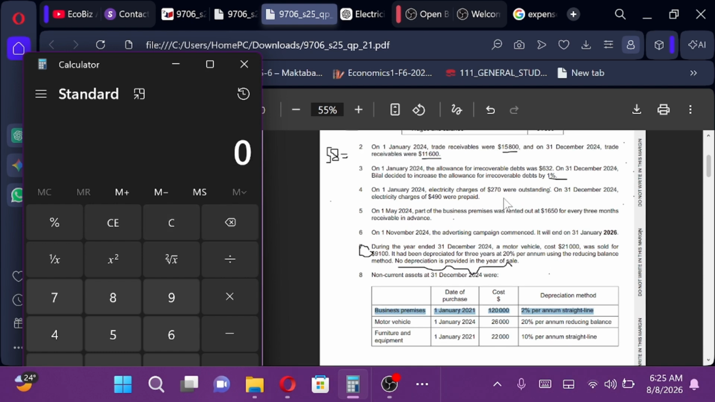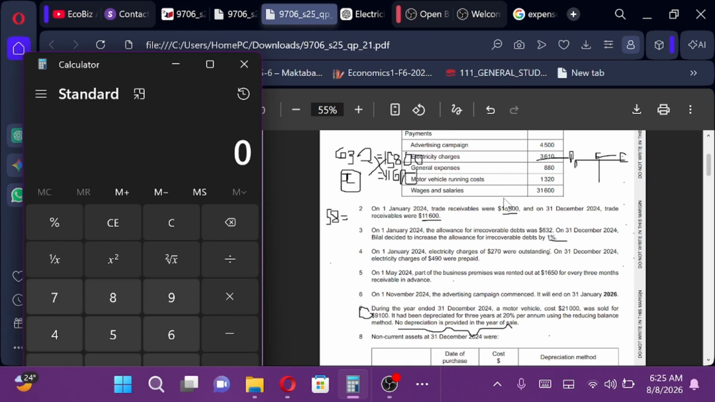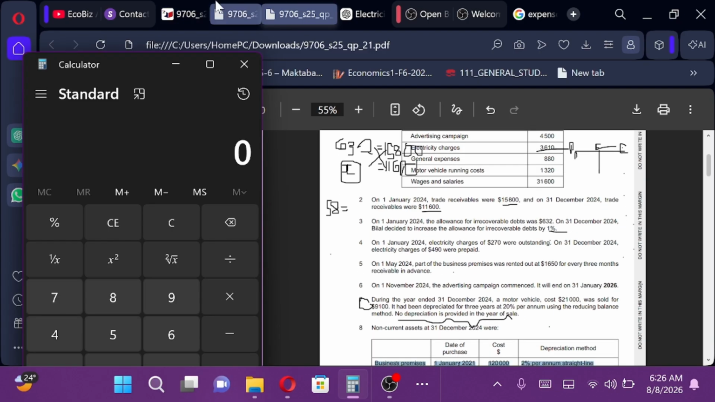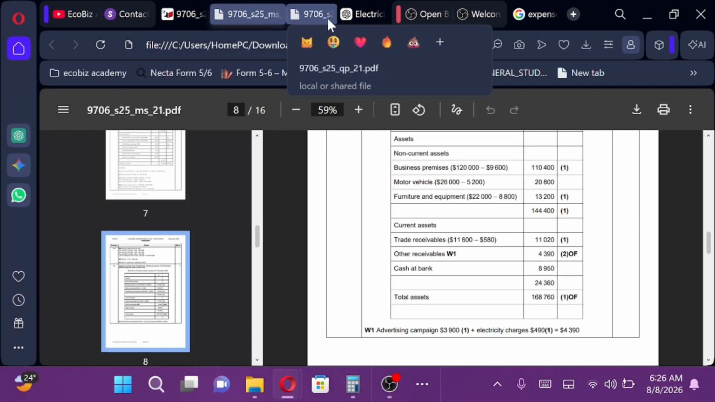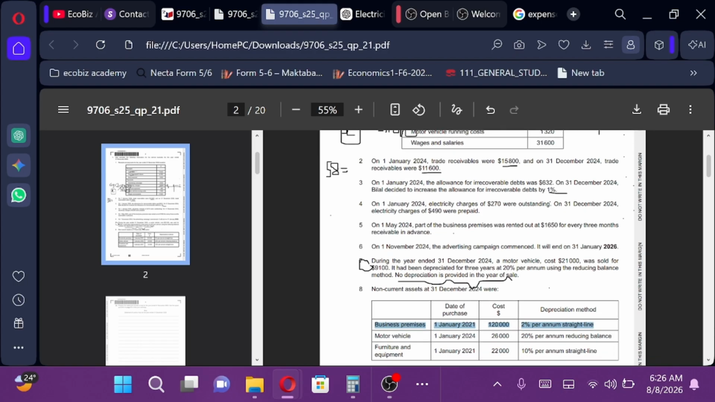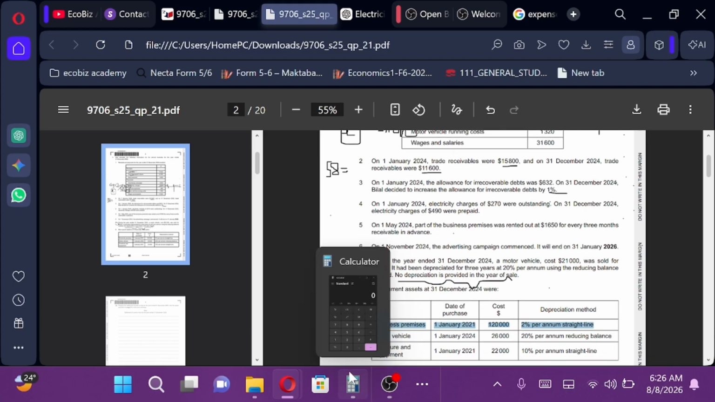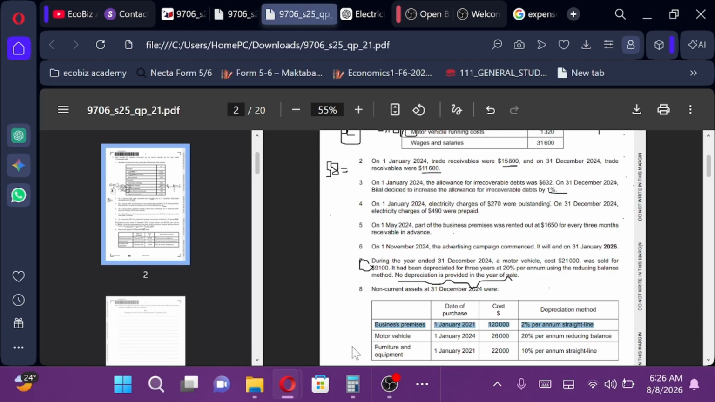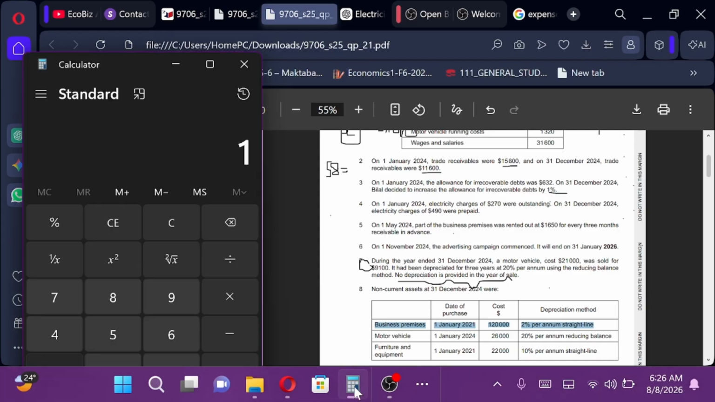So the original amount of business premises, we have it here. 120,000. So we're going to take 120,000 minus 9,600. What do we get? We get 110,400.